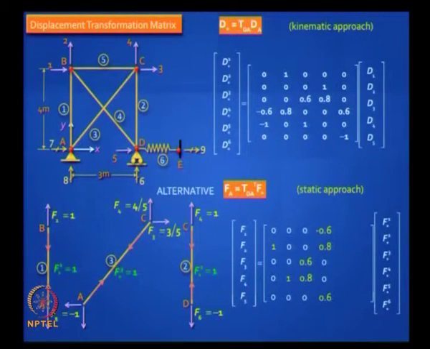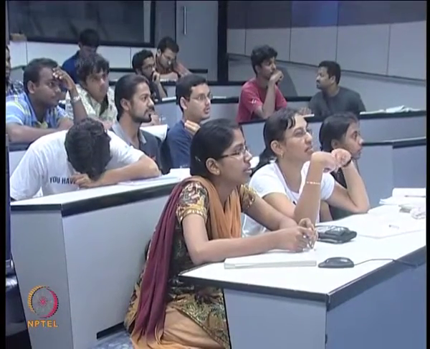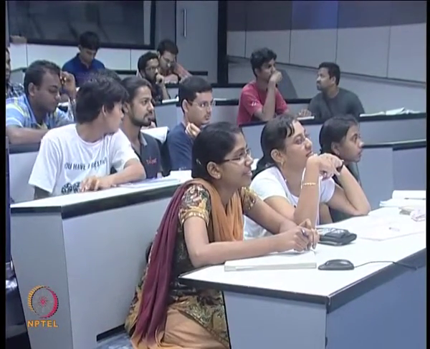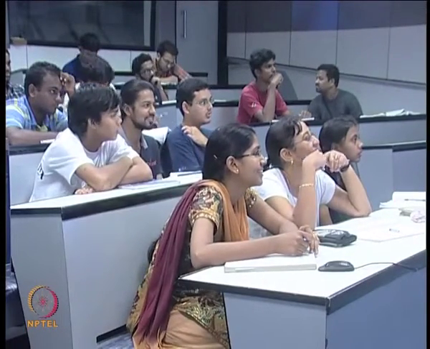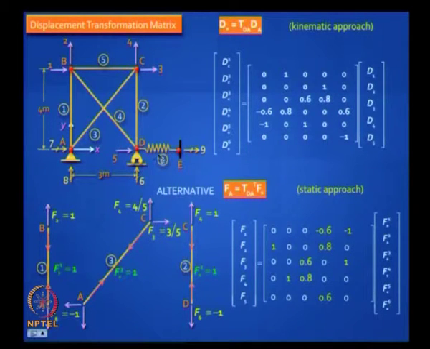What about the next column? F5. That's pretty easy. That is, you are going to fill up. If this bar were to have a unit force, minus 1, 0, 1, 0, 0. Very good. You become expert at this. Last one, 6th column. The spring alone will have a unit force. So which you will get only here, right? 0, 0, 0, 0. Great. Got it? Now just check it out.